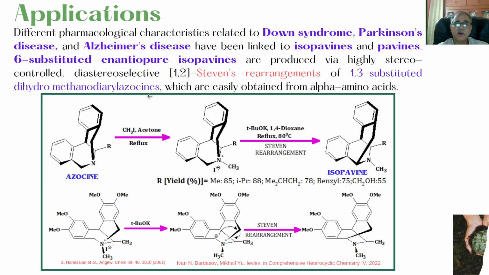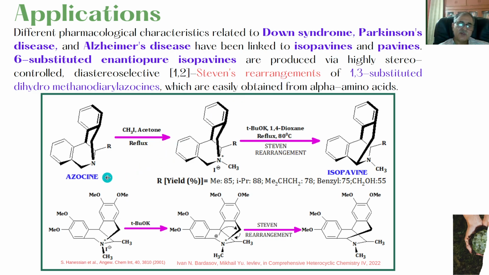Then various types of isopavines can also be synthesized through Stevens rearrangement. For example, azocenes, these isopavines and azocenes and pavines, all these are biologically active compounds, and they are related to Down syndrome, Parkinson's disease and Alzheimer's disease. So that means these are very important biologically active compounds which can be synthesized through Stevens rearrangement.